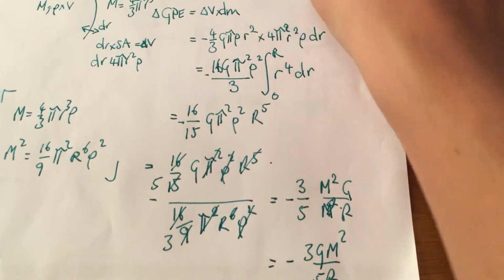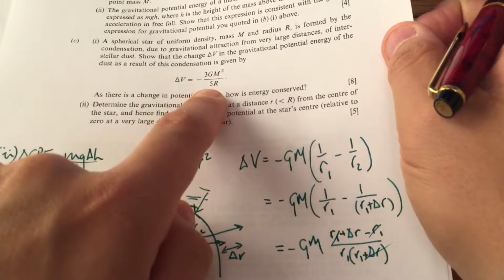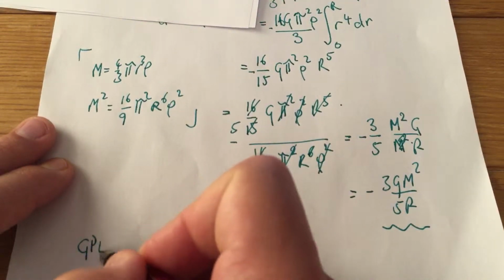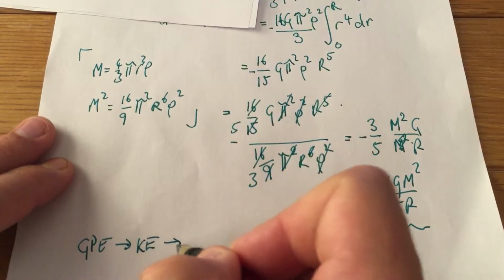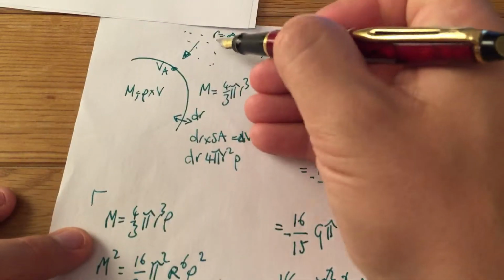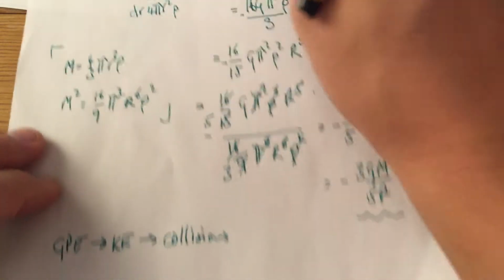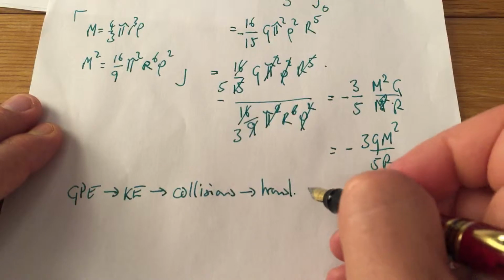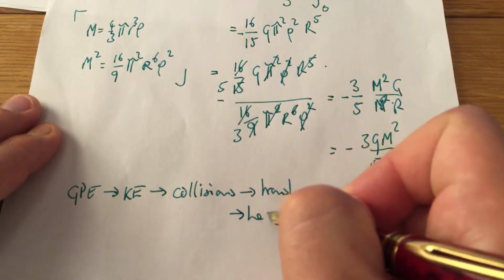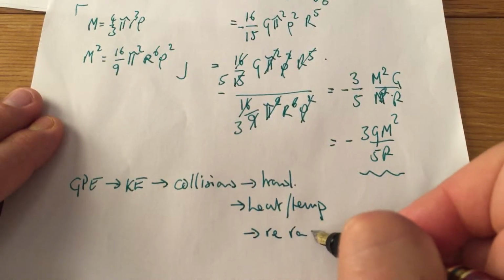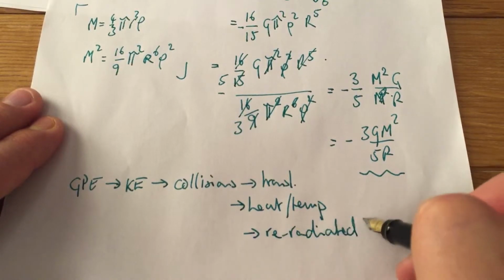The same as was asked right here. Okay, it's change of gravity. What's happening? How is it conserved? So what happens is the GPE turns to kinetic energy, and then that turns to collisions as this all starts collapsing, because they collide. That turns to translational kinetic energy, and we know that translational kinetic energy is therefore heat, temperature, and that will be re-radiated by the star.